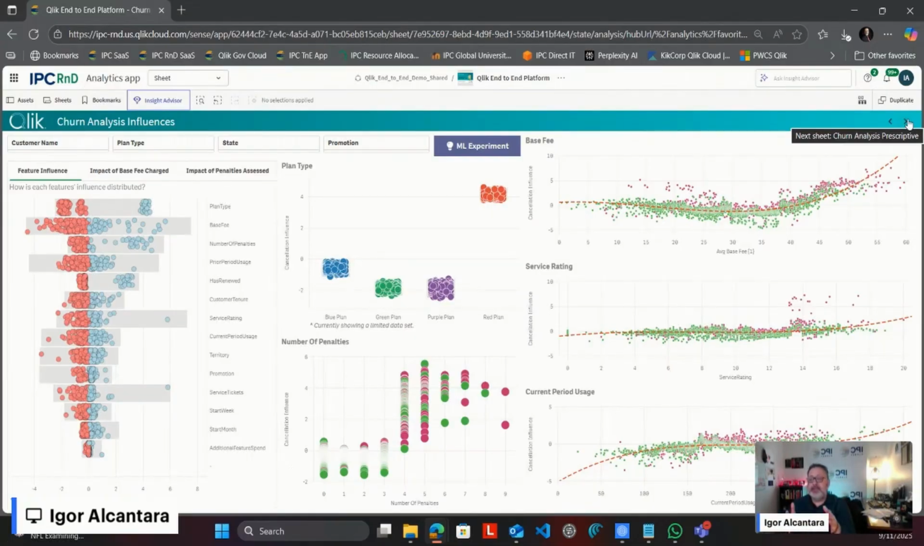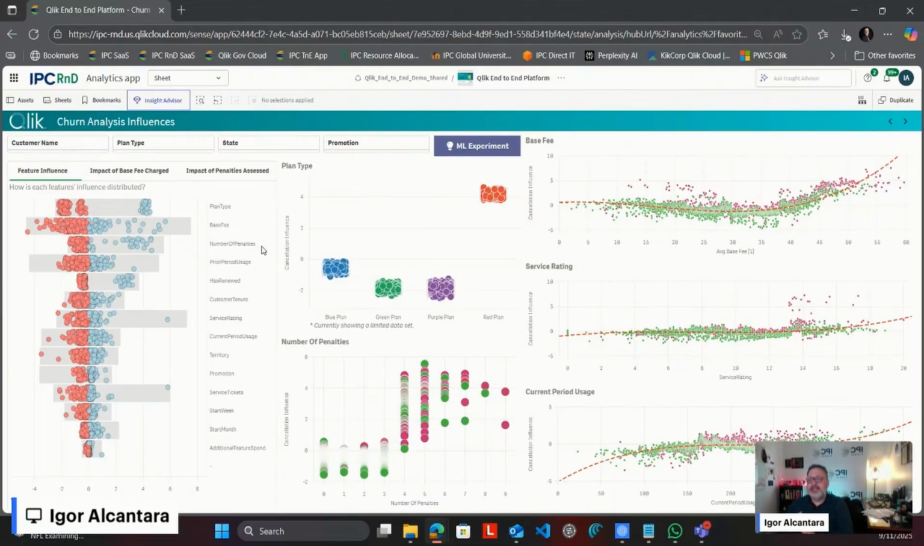So through the Qlik platform, using a tool called Qlik Predict, I can have machine learning not only predicting the future, but explaining the future. And that's what I have here. So overall, for the entire model, plan type is the number one reason people might be churning. The base fee is the second one. And number of penalties is in the top three, which is kind of surprising. We never thought number of penalties were that important. But now we know. It's an insight we didn't have before.